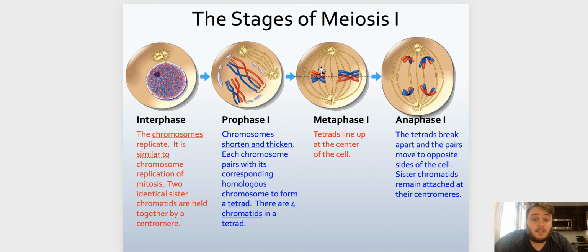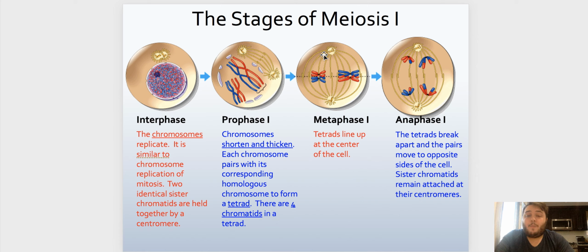Metaphase, the tetrads will line up in the center of the cell, just like it does in metaphase in mitosis, right? Metaphase 1. And then anaphase 1, the tetrads will break and move to the opposite sides of the cell, just like it does in anaphase in mitosis, right? That right here is meiosis 1.